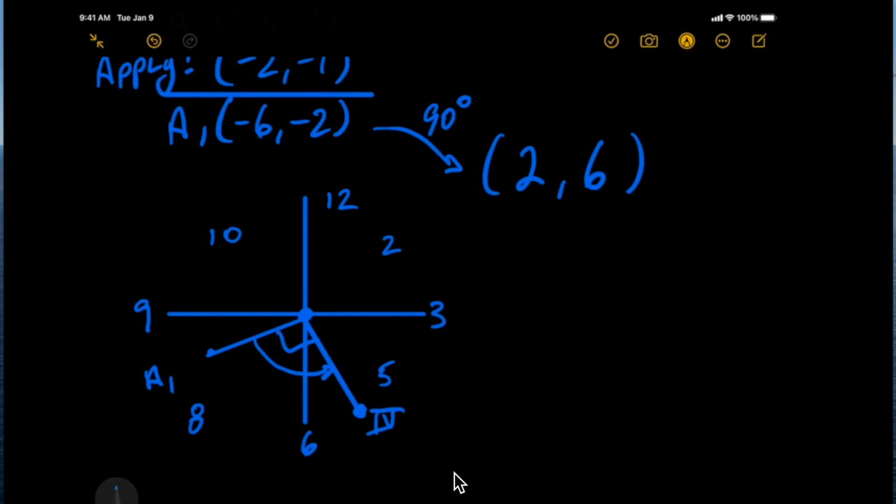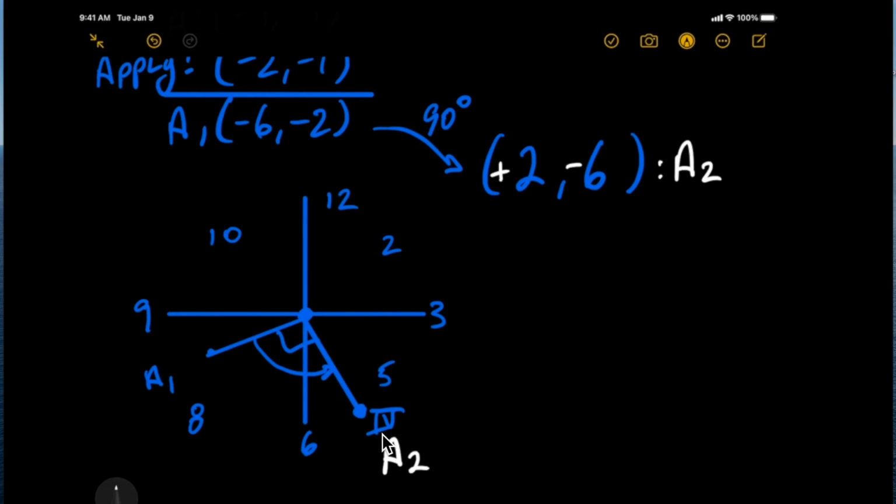Now let's investigate the signs. We have a new point because we have rotated A sub 1 90 degrees. I'm going to call that A sub 2. So A sub 2, the signs of this point, because we are in the fourth quadrant, the x value has to be positive and the y value has to be negative.